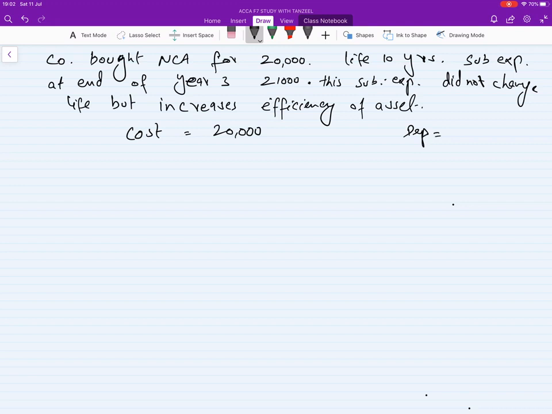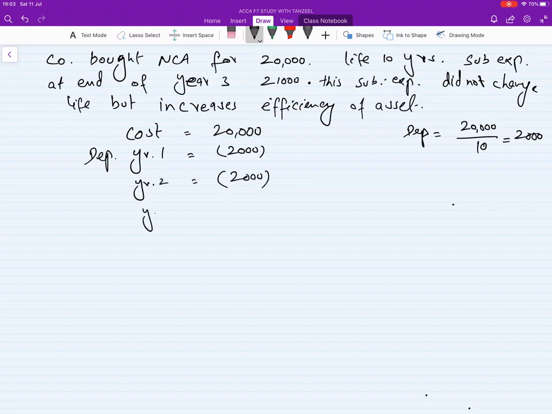Depreciation, how you can calculate depreciation? 20,000 divided by life is 10 years, this means 2,000 depreciation per year. So depreciation year 1 is 2,000, year 2 2,000 again, year 3 2,000, and how many is there now? 14,000 left.